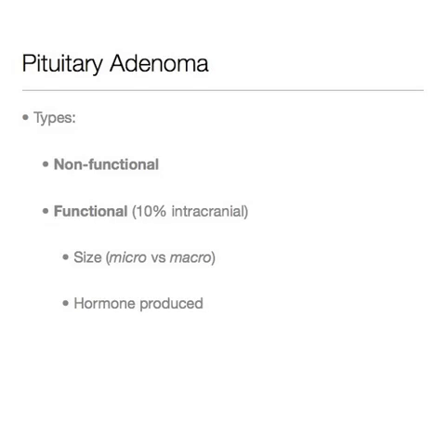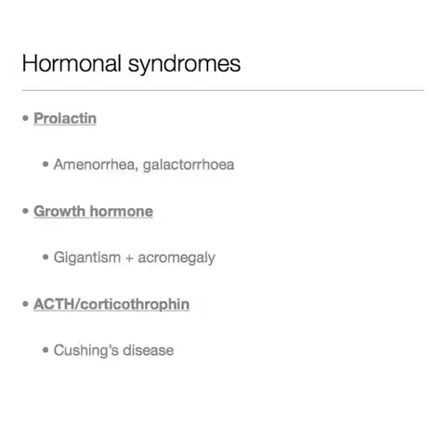Functional adenomas comprise 10% of intracranial tumours and are classified as micro if they are less than 1 centimetre and macro if greater than 1 centimetre. They're further classified on the basis of the hormones that they produce. While it's possible that all of the anterior hormones can be produced, the most common ones are prolactin, growth hormone, and corticotrophin. The effects of these functional adenomas can be deduced because of the hormones that they produce.